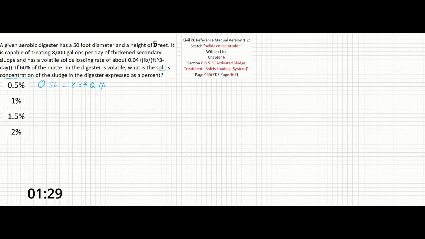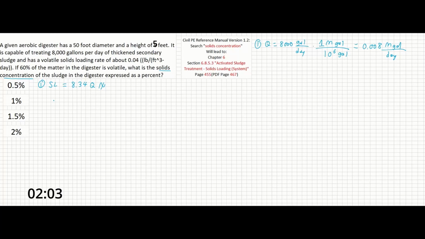We have flow, but it needs to be converted into the proper units first. So Q equals 8,000 gallons per day, converted so that 1 mgal over 10 to the 6 gal, and this is going to give us 0.008 mgal per day.